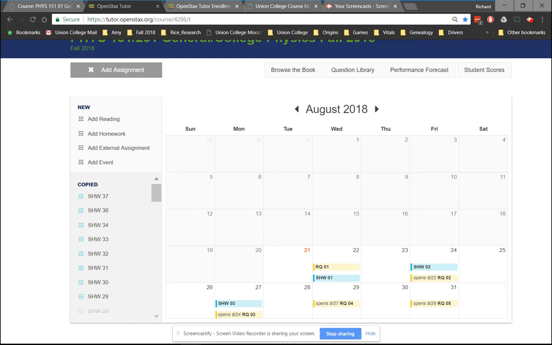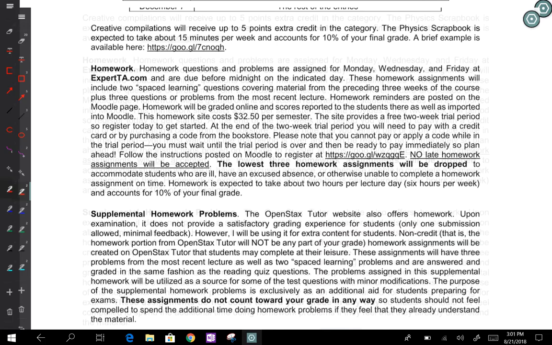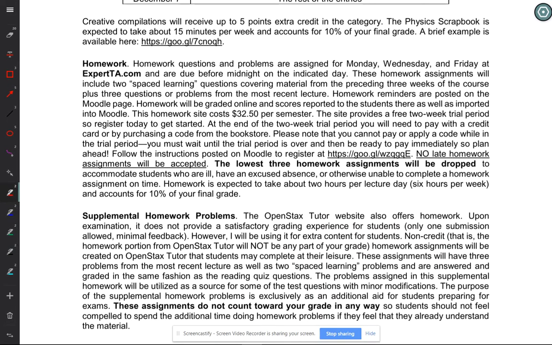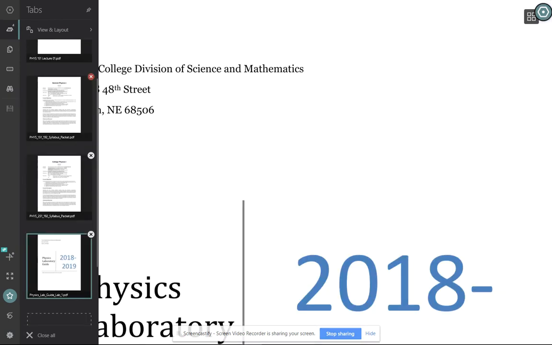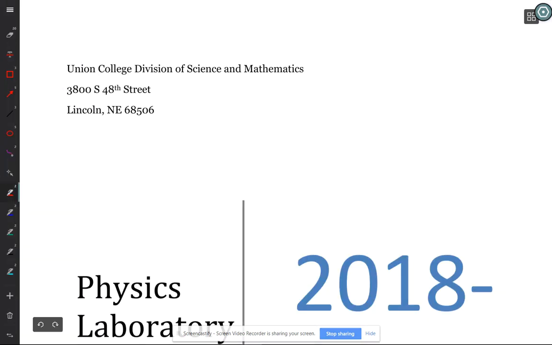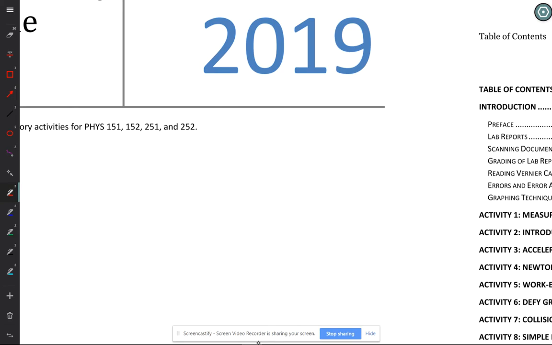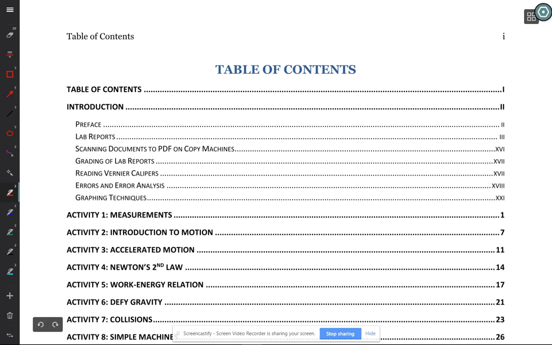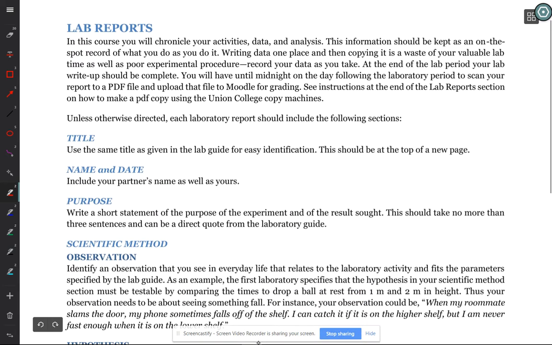Next thing, let's go to the lab guide. The lab guide, here we go. Now the lab guide, which all you have is through what I'm going to be going through here, is the 2018-19 version. It's a little different than last year. I corrected some errors and so on. I'm not going to go through that. The lab reports is an important thing.